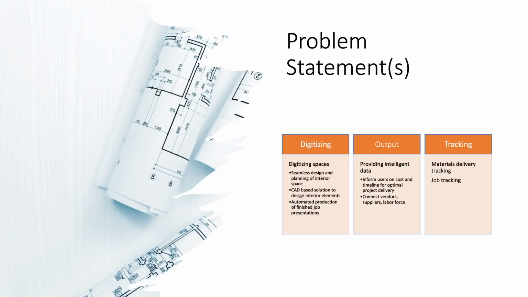And thirdly and finally, the aspect of tracking. I can give you two examples of tracking. The project has begun. I have placed the order for the materials required for the completion of my project. I need to know where they are and when they are going to arrive. And finally, there is a team working on the project, which is my labor workforce. I want to know how the project is progressing. That's what we call job tracking. So these are the problem statements.